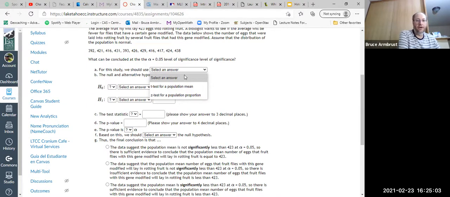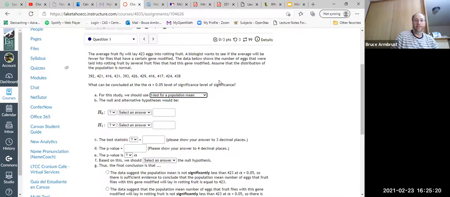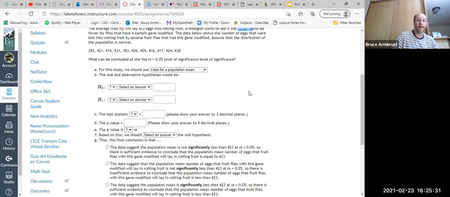Are we looking for the average number or the percentage of? Well, Ceremony just put "mean" into the chat box, as did Branda. Okay, I agree. This is definitely going to be a mean, right? Because the problem tells us the biologists want to see if the average will be fewer for flies. Okay, so we're doing a mean.